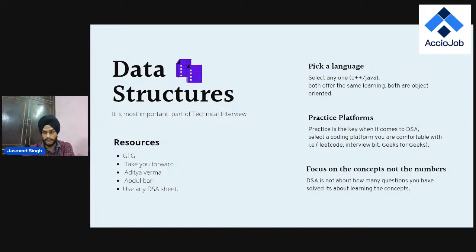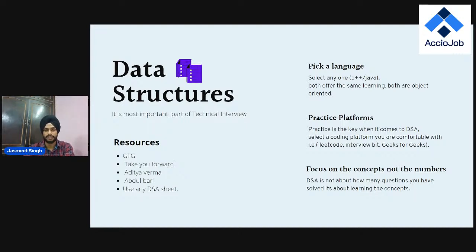So now let's have a pattern for how we will be discussing the data structures. First we will discuss how you should approach data structures, what the prerequisites are before learning it, and how you should learn it, right? So first of all, you should pick a language. Now, what is a language? Any programming language, be it C++, Java, or Python.